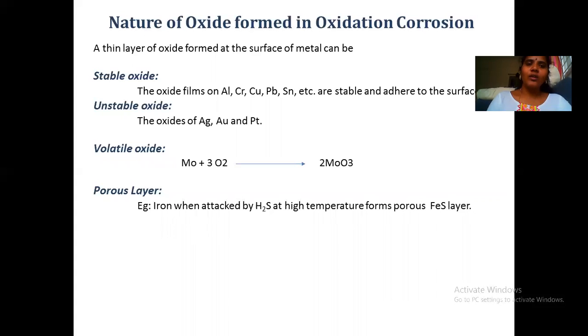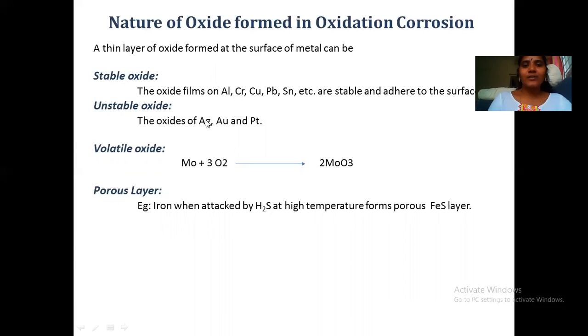So that is based on the different factors. We need to check the stability of the oxide layer. If the oxide layer formed is stable, as in the case of aluminum, chromium, copper, lead and tin, the oxides of these metals are strong and stable and they adhere to the surface itself. If the metal is coated with a layer, then there is no further exposure of the metal to the environmental gases. So in such a case, the layer can act as a protective layer, and the metal won't undergo further corrosion.